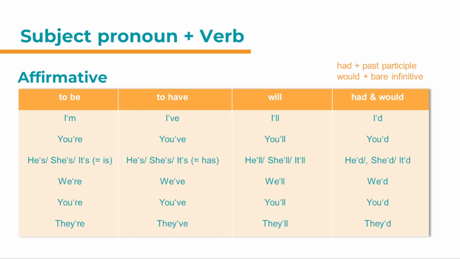I'd, you'd, he'd, she'd, it'd, we'd, you'd, they'd. Some of those are a little bit difficult. If you found those difficult, make sure you practice them a couple of times so you build up muscle memory.